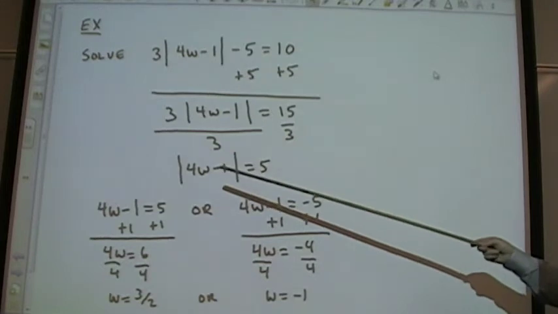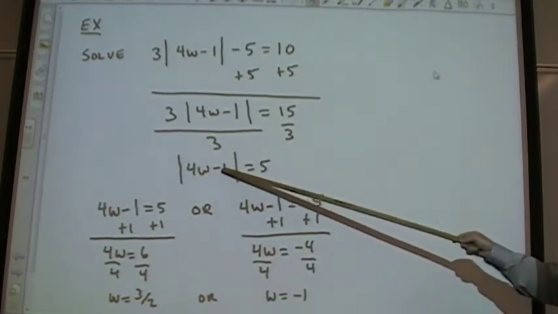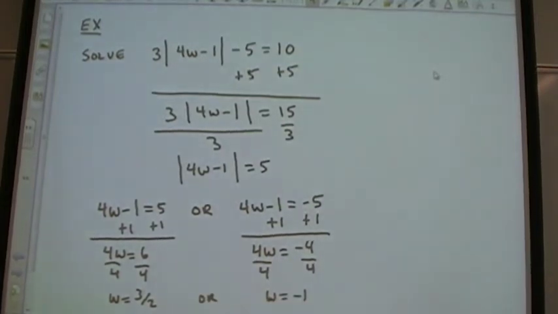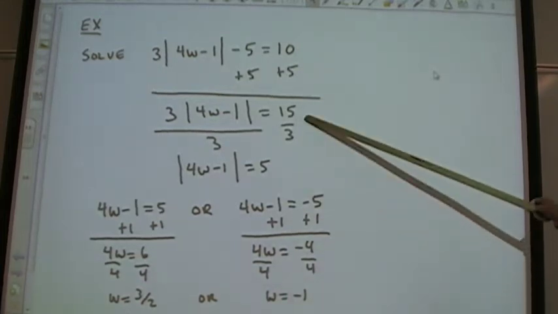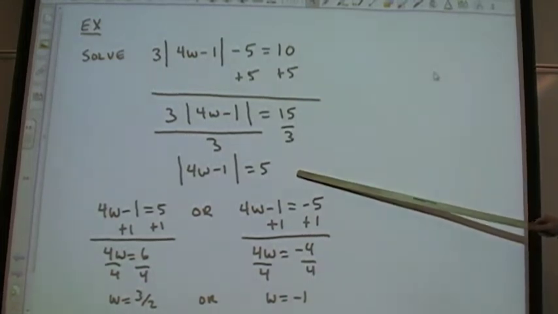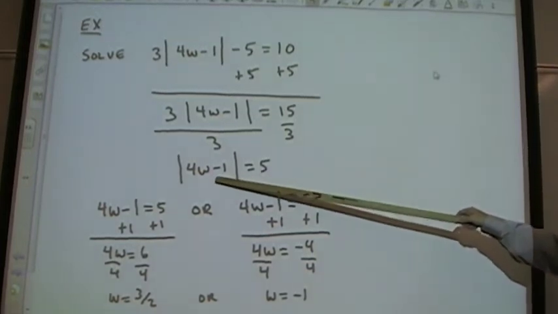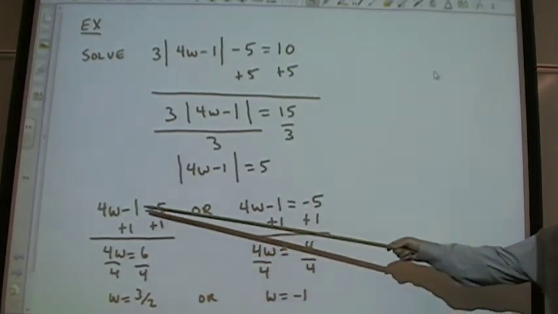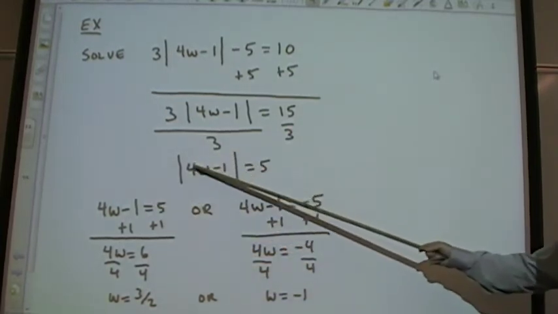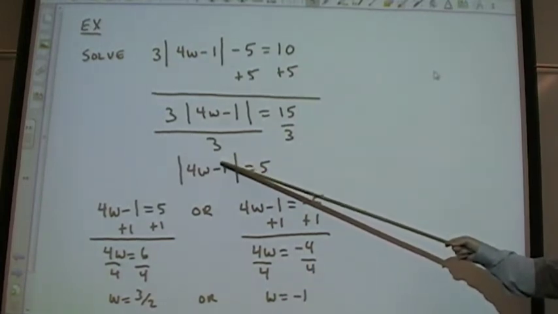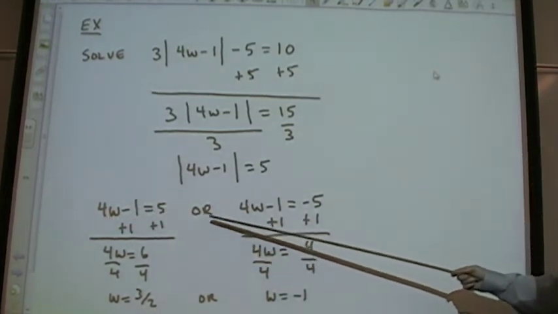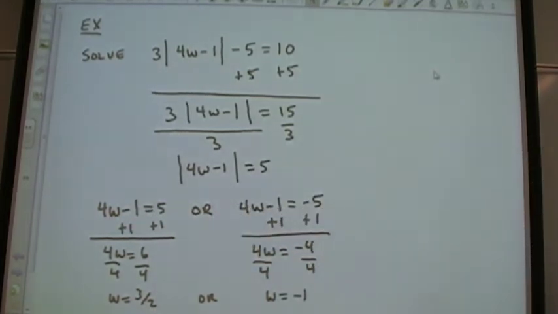Another thing you can't do when you get down to here, you can't start adding numbers or dividing by numbers that are inside the absolute value. You have to get rid of the absolute value symbols first. All right, is everybody good up to this point? When I get to this point, to get rid of the absolute value symbols, I have to set up two separate equations. I know that the number inside here could either be positive 5 or negative 5 to give me a result of 5. So that's where I get 4w minus 1 equals 5, or 4w minus 1 equals negative 5.